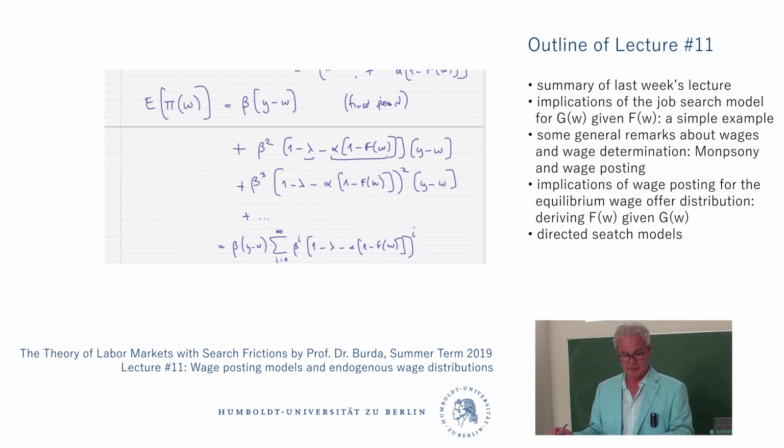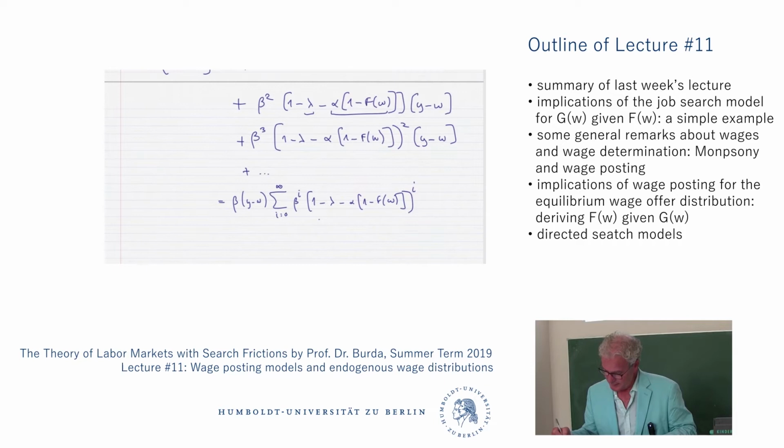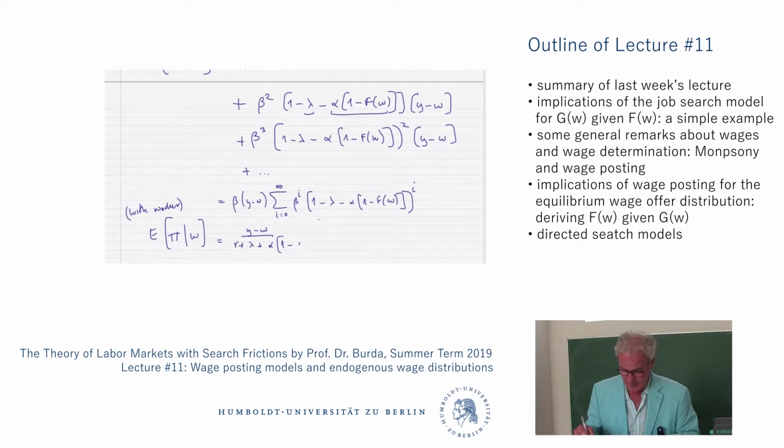Remember, beta is 1 over 1 plus r. The discount factor has to be less than 1. So that looks like a really convenient fact. We can figure that out, right? It's a geometric sum, an infinite geometric sum, so we can simplify that quickly. So E of pi of W, and again, this is with worker. Put it in parentheses because I keep forgetting to emphasize that. It's going to be equal to Y minus W divided by r plus lambda plus alpha times 1 minus F of W. Okay?